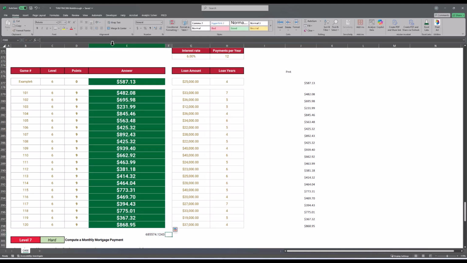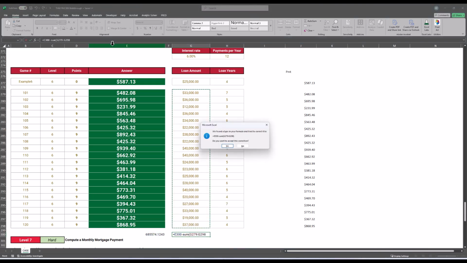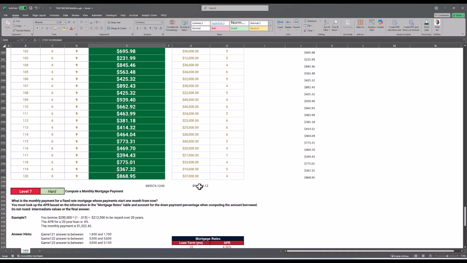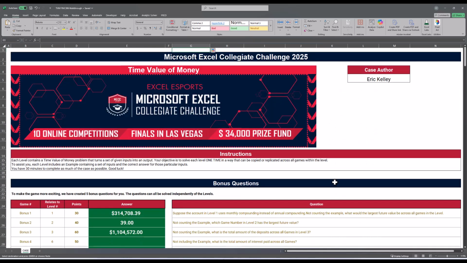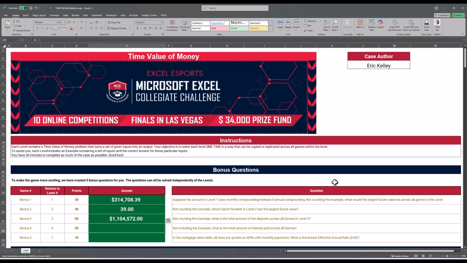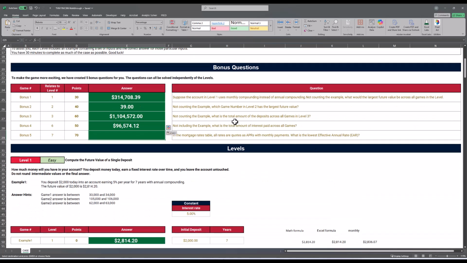So that's what I have there. And the total interest is going to be that number minus the total amount borrowed. So equals that number minus SUM of that. We'll grab this number here, back up to the answer blank. Paste it in.